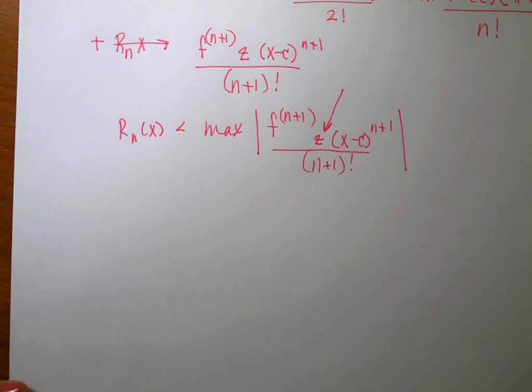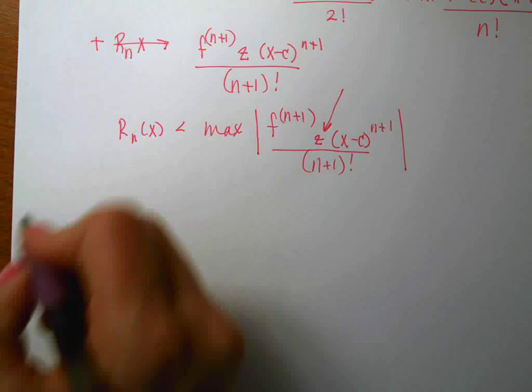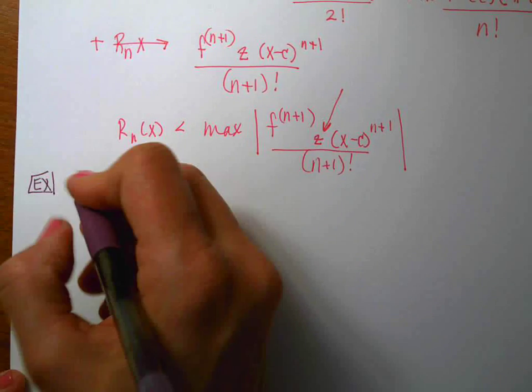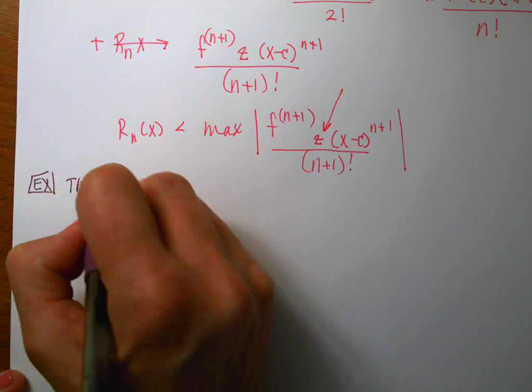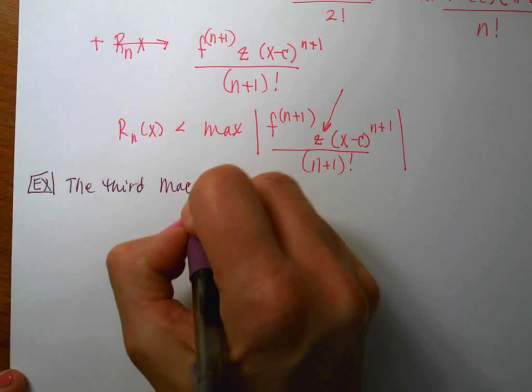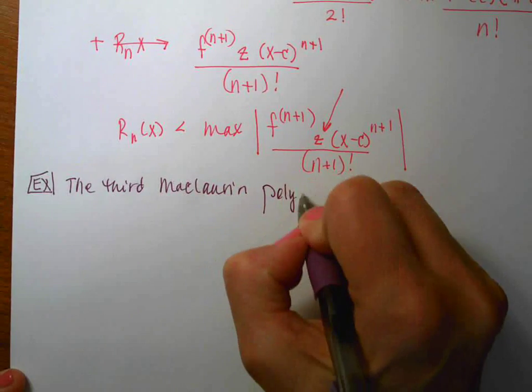Alrighty, I have an example. I don't know that it's going to make the mud any clearer, but we are going to walk through it, and then we will probably spend some more time talking about this on a third day. All right, so let's just attempt to walk through this example. So it says the third Maclaurin polynomial.